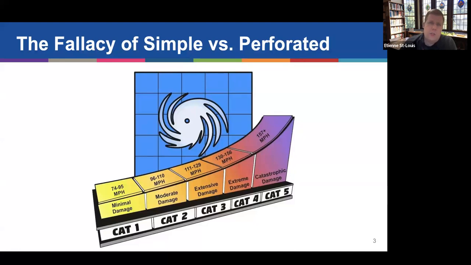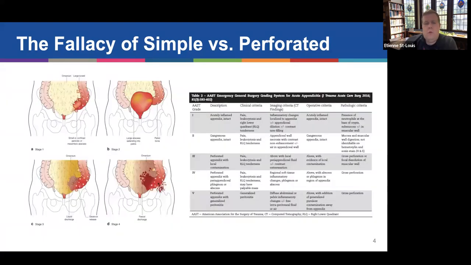Traditionally, appendicitis has been qualified as either simple or perforated. But surgeons who deal with appendicitis understand that that's a very gross oversimplification of the disease. In fact, there are degrees of severity of perforated appendicitis with associated findings at the time of surgery. We're used to this in surgery. We have different classification systems that exist.